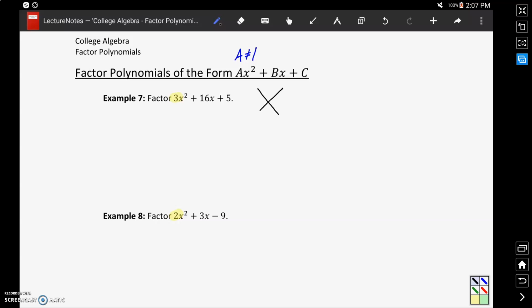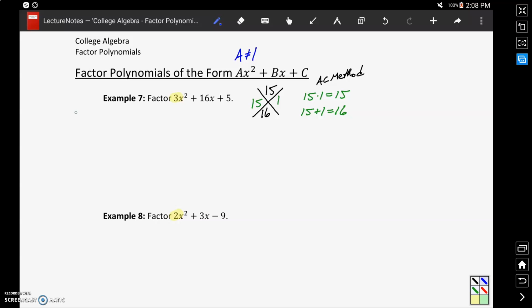There are different approaches, but one we're going to look at is referred to as the AC method. What we do is take our values for A, that leading coefficient, and C, the constant at the end, and multiply those together to get 15. And then we look at what our value for B is, which in this case is 16. And then we try to come up with a pair of numbers that will multiply together to give us 15 and add together to give us 16. In this case, that pair would be 15 and 1. So 15 times 1 would give us 15, and 15 plus 1 would give us 16.